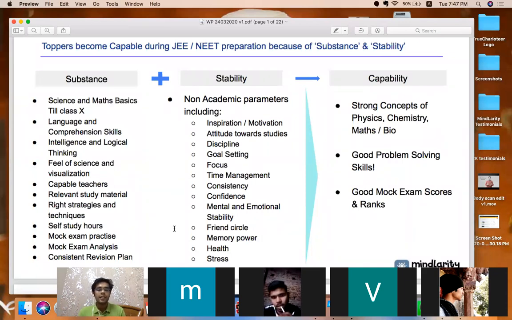It's because they did not have a consistent revision plan. They were not revising consistently. As a result, they were forgetting concepts in between, and as a result, their exam performance is not up to the satisfaction.